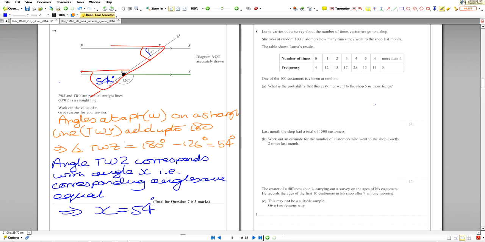What does that say? Corresponding what? Angles are equal. This is my joint handwriting going crazy. That's all. Are you happy with that, yeah? Take it?